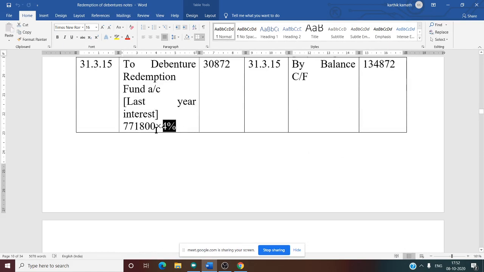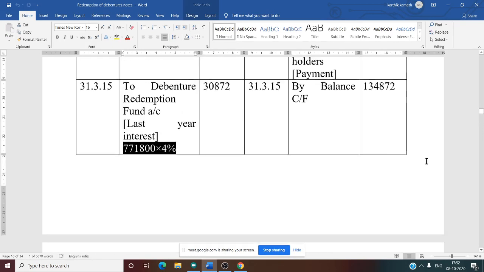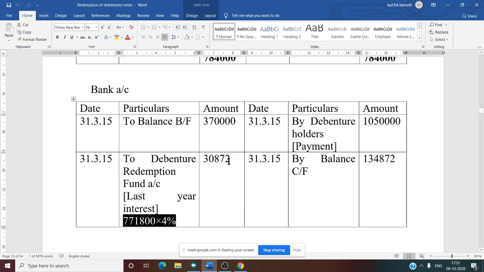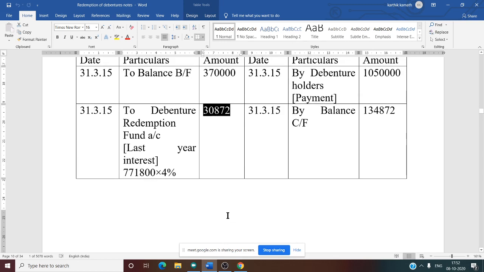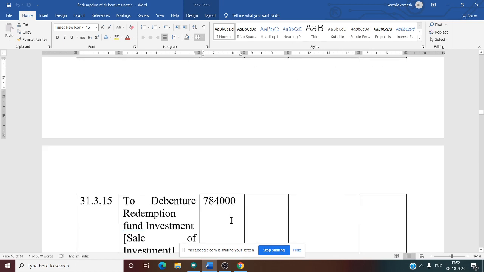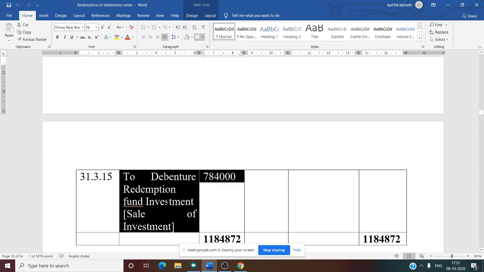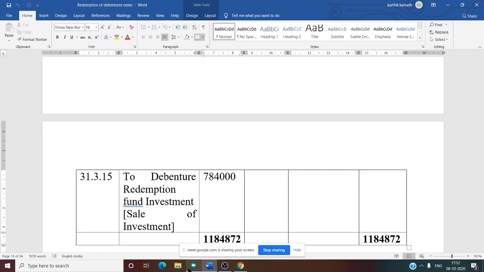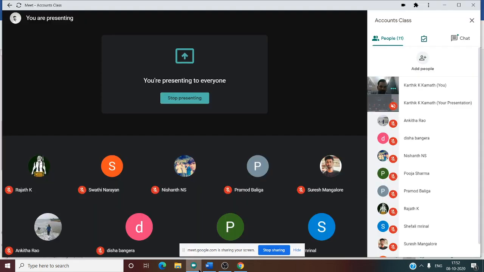See this, 7,71,800 into 4%. If you do, you will get 30,872. 30,872 is last year interest that comes in. See this, we have added. Okay. Next, on the debit side, one more thing comes in, that is cash comes in when there is a sale. When there is a sale, again cash comes in.